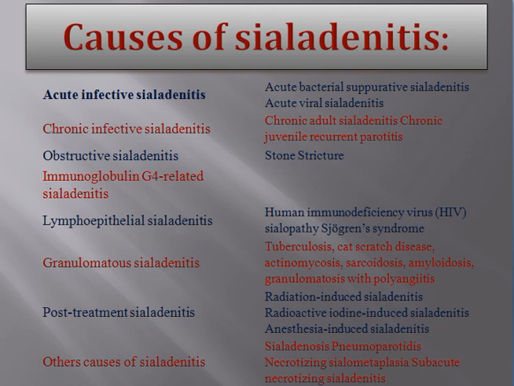Post-treatment sialadenitis. What does it mean? Usually that is post-radiation sialadenitis or radiation-induced sialadenitis. It can be radioactive iodine-induced sialadenitis or anesthesia-induced sialadenitis. That is post-treatment sialadenitis. Other causes: sialadenosis, pneumoparotitis, necrotizing sialometaplasia, and subacute necrotizing sialadenitis.